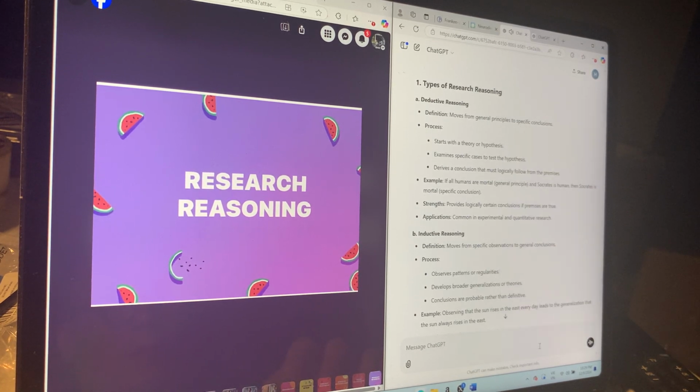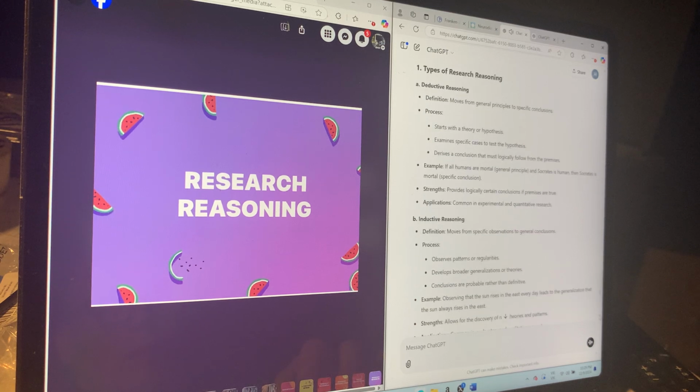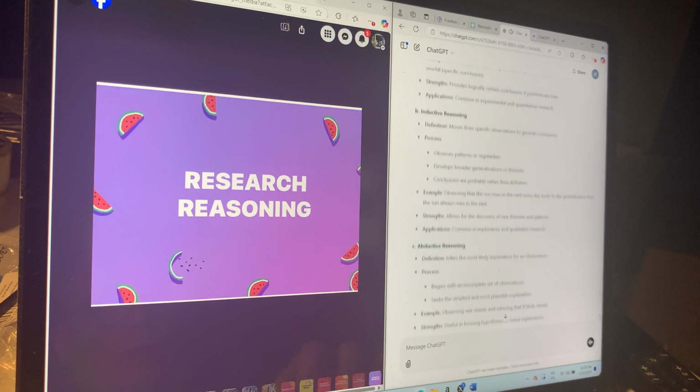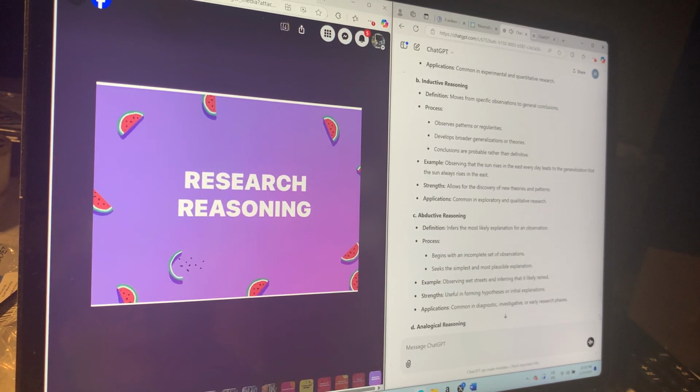B. Inductive reasoning. Definition: moves from specific observations to general conclusions. Process: observes patterns or regularities, develops broader generalizations or theories. Conclusions are probable rather than definitive. Example: observing that the sun rises in the east every day leads to the generalization that the sun always rises in the east. Strengths: allows for the discovery of new theories and patterns. Applications: common in exploratory and qualitative research.